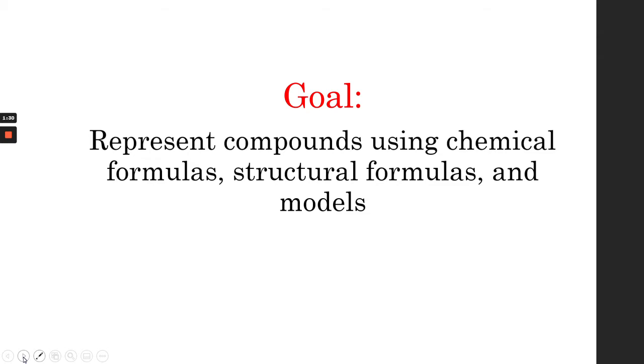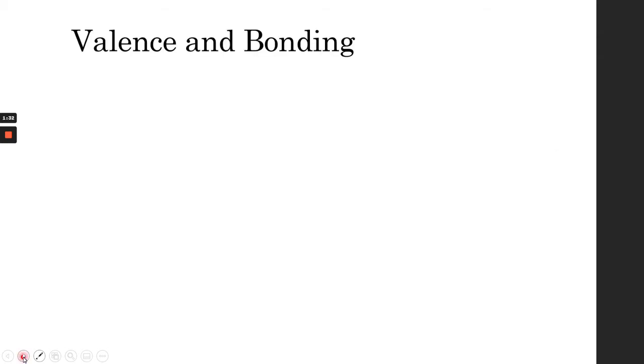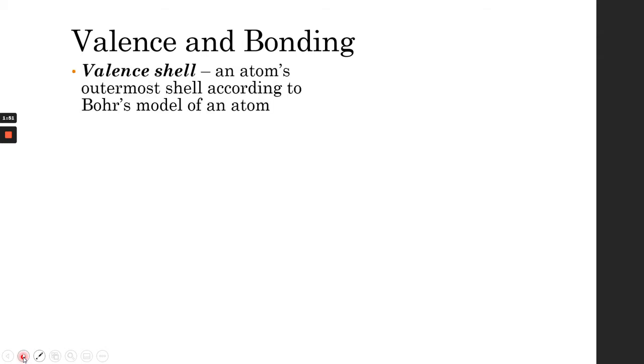So let's begin by first understanding what valence and bonding are. You cannot draw a Lewis dot structure or the structural formula without understanding what we call valence and the importance of valence in bonding. When we talk about valence, there are two things that you want to remember. First is the valence shell. A valence shell refers to the outermost shell according to Bohr's model of an atom.